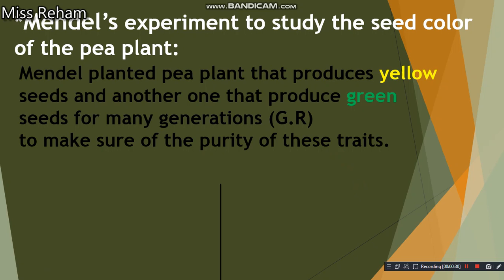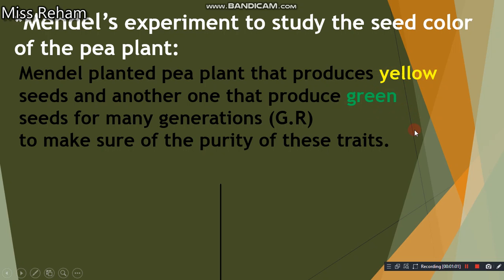Here is a very important question. Give reason. Mendel planted pea plants that produce yellow seeds and another one that produce green seeds for many generations. Why for many generations? To make sure of the purity of these traits. Which traits? Yellow seeds and green seeds.